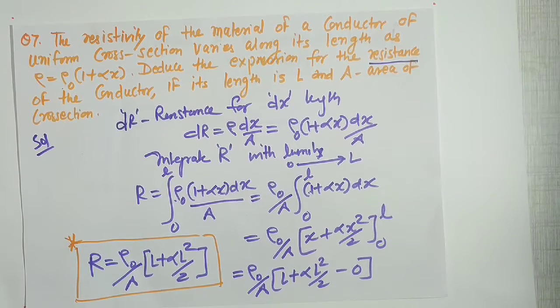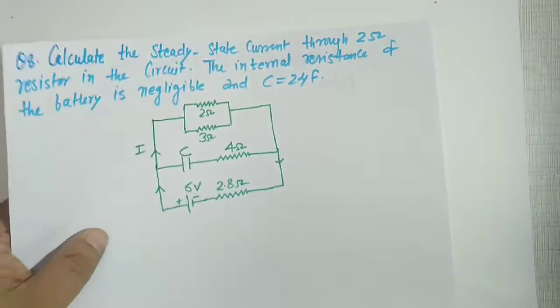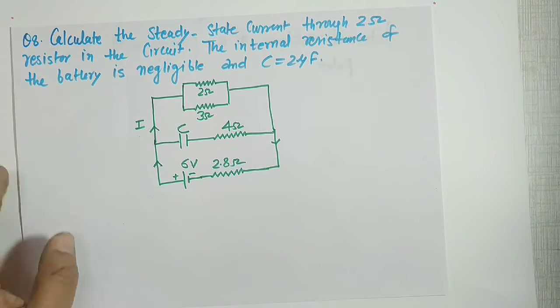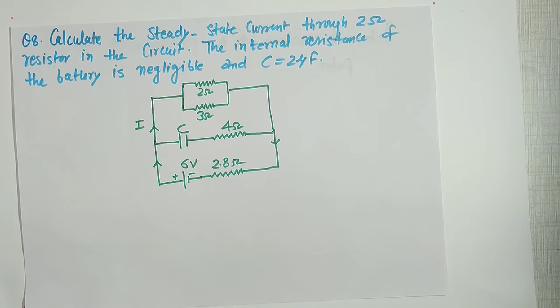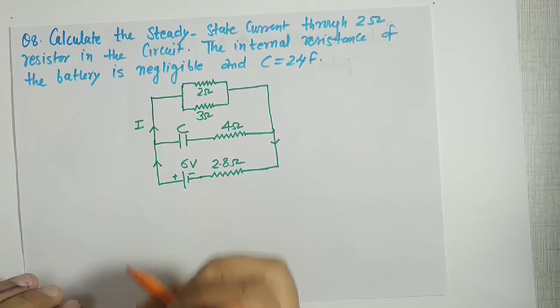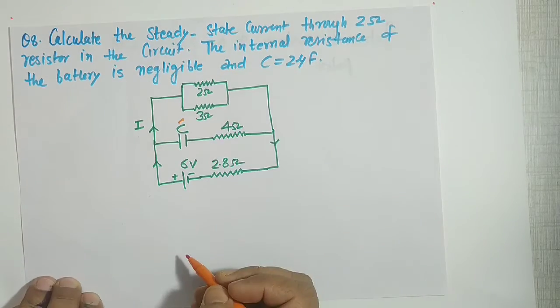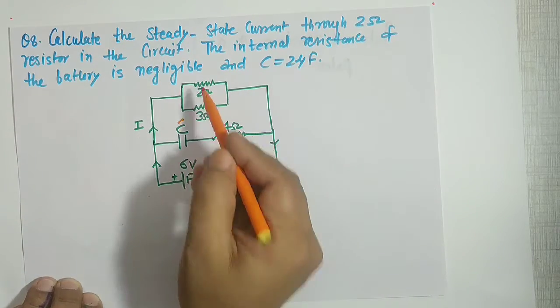And now we are going to talk about question number 8. So what is question number 8? If you see here, question number 8 is: calculate the steady state current through the 2 ohm resistor, and in the circuit the internal resistance of the battery is negligible, and there is a capacitance given here of 2 microfarad. So you have to find out the current through the 2 ohm.